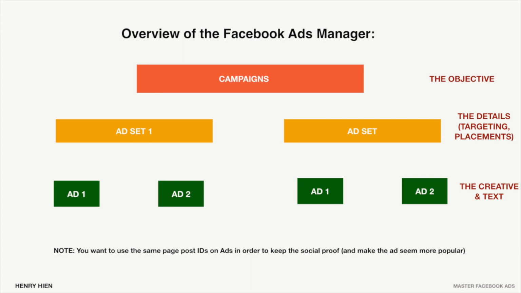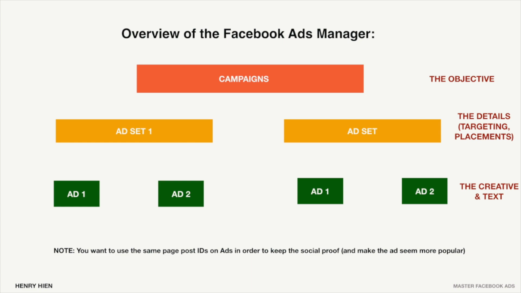Under that objective, you're going to have ad sets. So you can see ad set 1, ad set 2. Inside here, we'll have the details in terms of targeting and placements, and then inside those ad sets, we're going to have ad 1, ad 2, and then on the other ad sets, we have another ad 1 and 2. And this is, of course, the creative and ad copy.